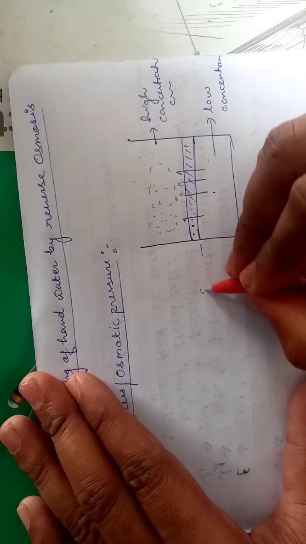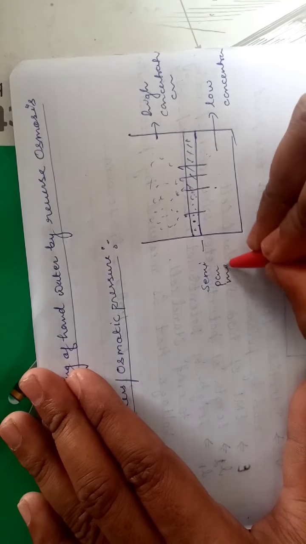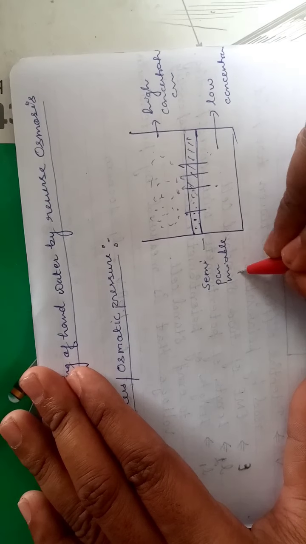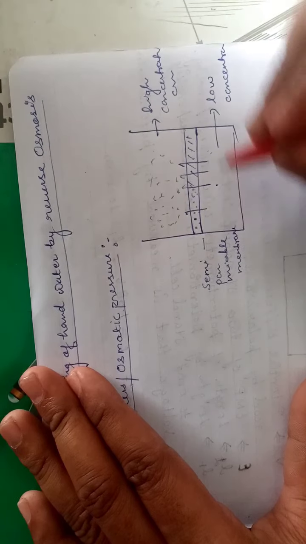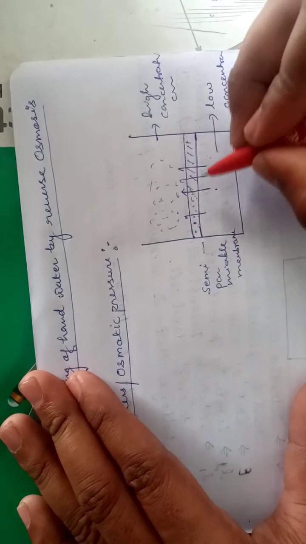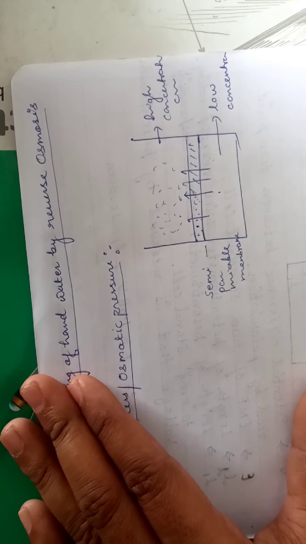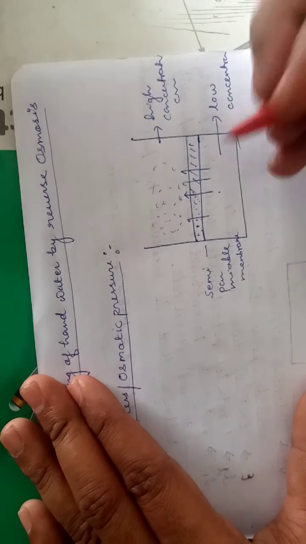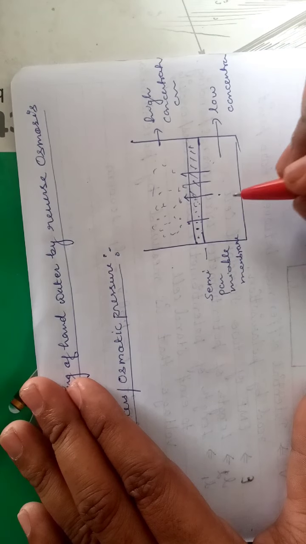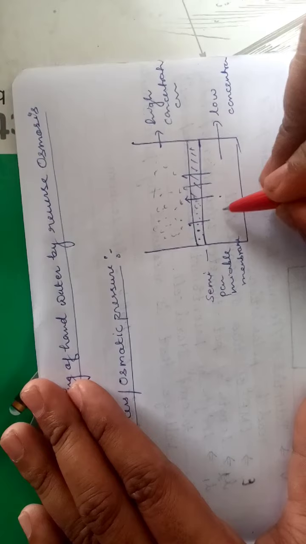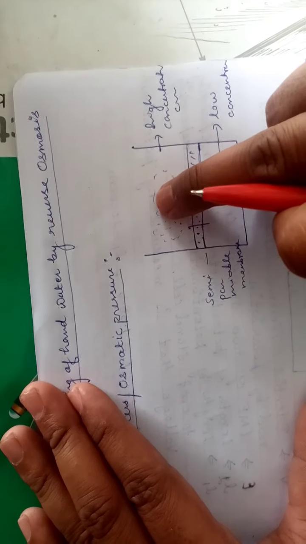This is called a semi-permeable membrane, which allows only selective particles of the liquid. It does not allow the solute particles of the liquid to move. It is the property of the liquid that it always moves from low concentration to high concentration.